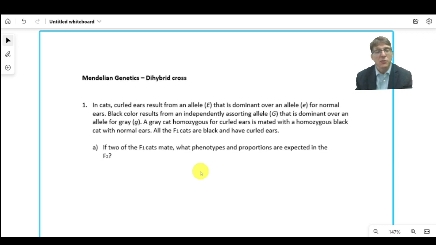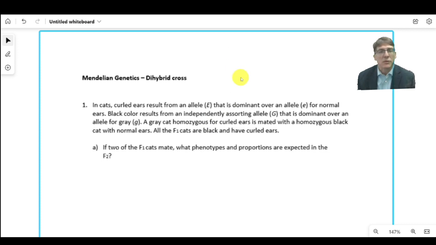So for this first problem, probably one of the more challenging things that people will find when they're working out problems like this is trying to convert the terminology that we find in the problem into identifying the meaningful information that we need. And so that's part of what we're going to do here.